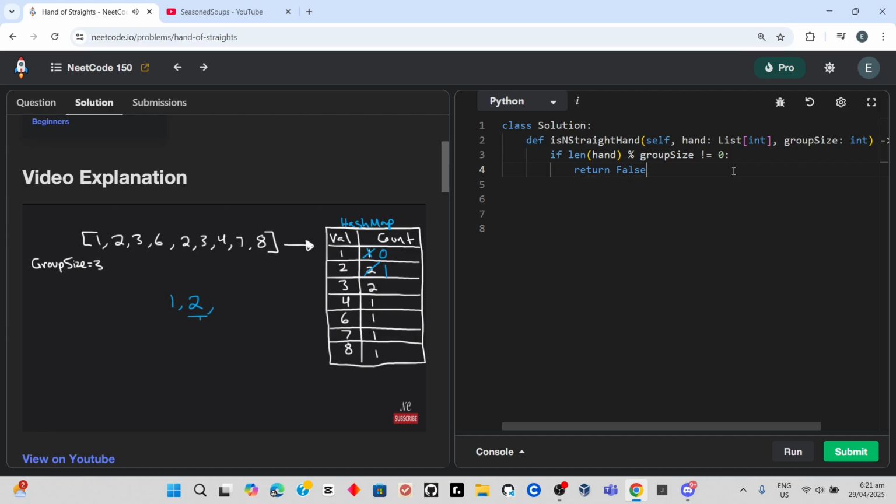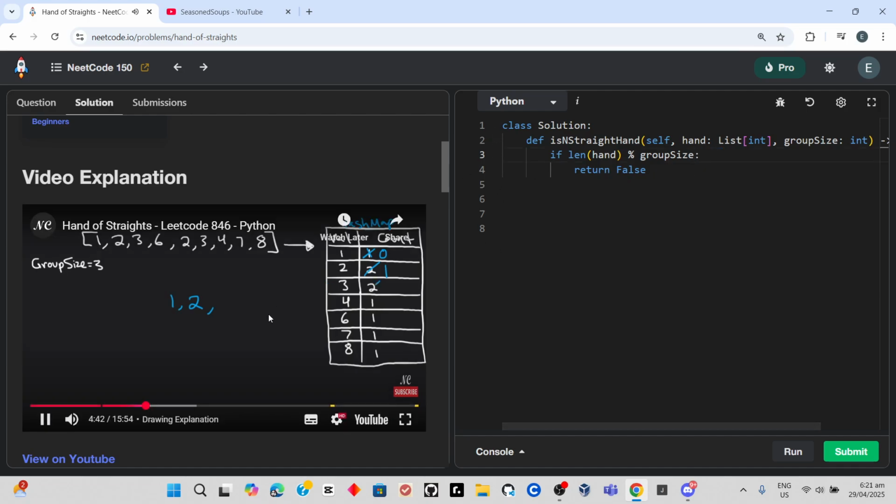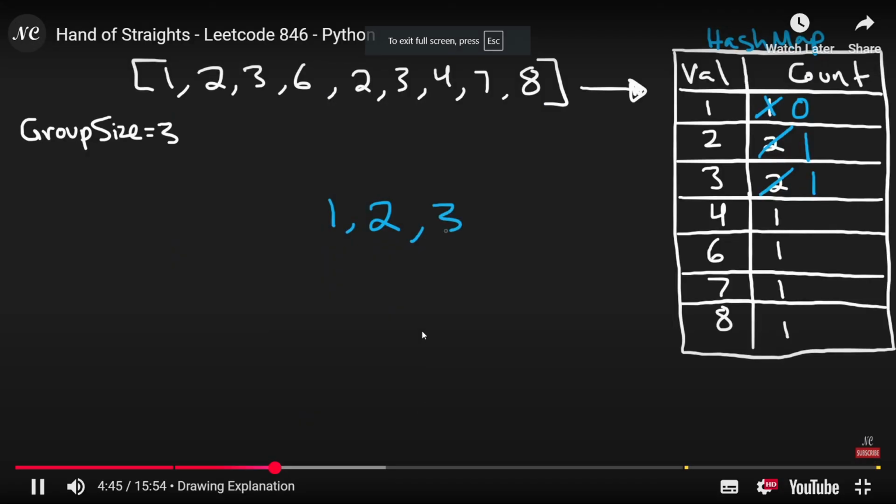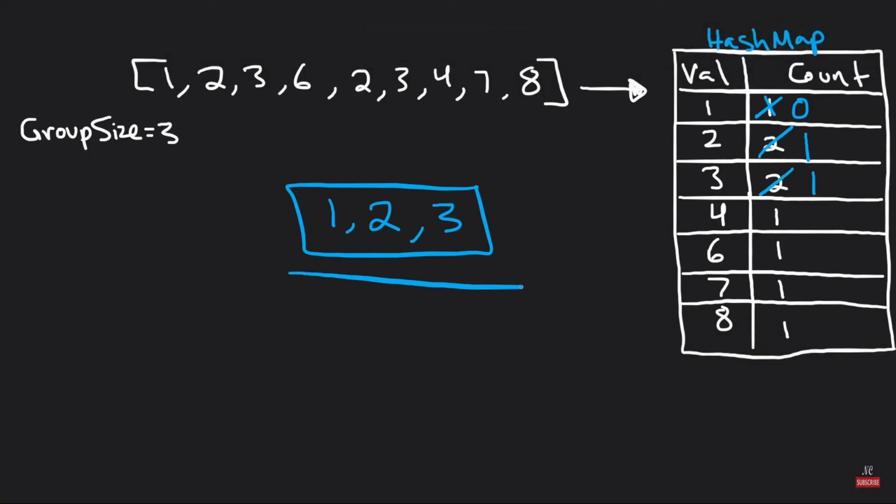So now we're going to look for the last value of this group, group size 3. What's the next value going to be? We're looking for a 3. Do we have any available? Let's check in our hash map. Yep, we have some 3's. Decrement this count to 1. So we were able to create at least one group. Now let's see if we can create another.